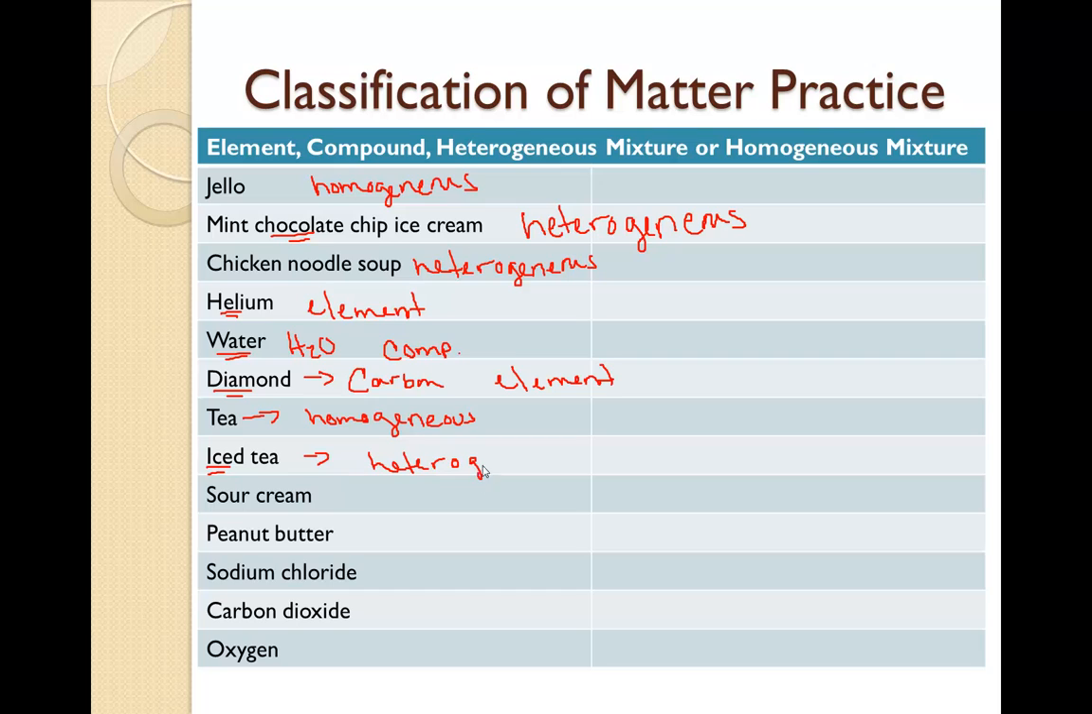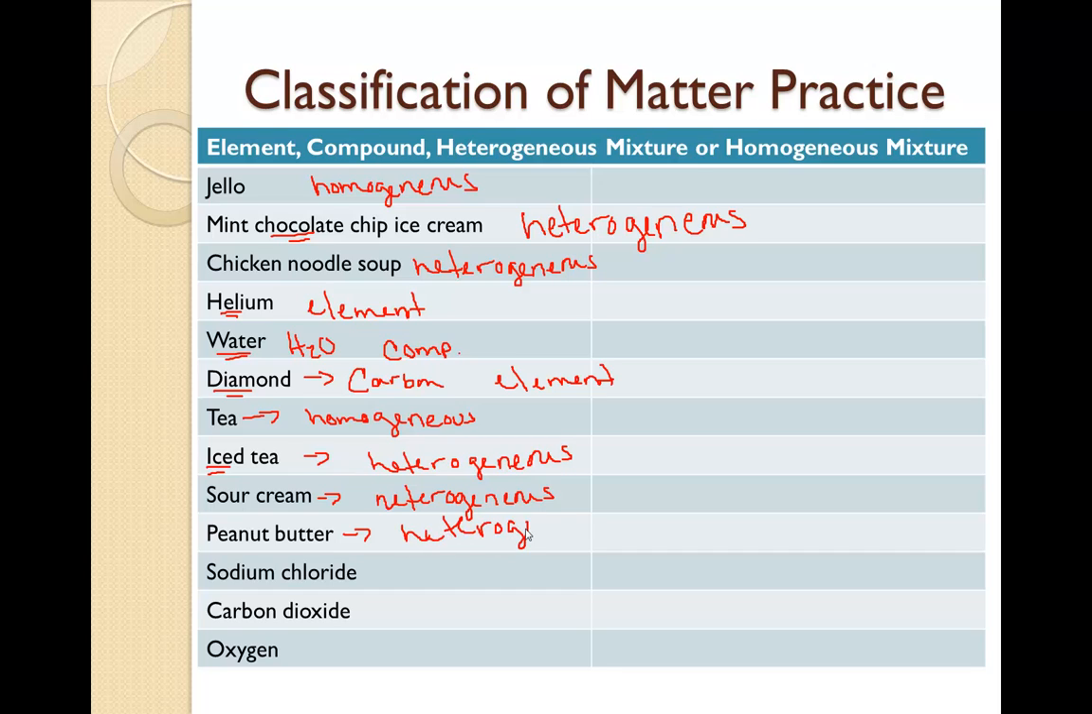Sour cream and peanut butter are both trick questions. When you open up the jar, it looks like it's mixed evenly. However, if you let the sour cream sit for a while, water will rise to the top, meaning it's separating out. Since it's separating out, it's considered heterogeneous. Peanut butter will do the same thing. If you let it sit there, the oil will rise to the top, making it heterogeneous.